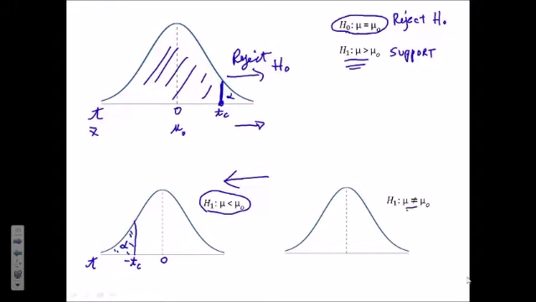When H1 is not equal to, just as before with the z-test, with the t-test we're going to have two tails, two rejection regions. Each one has an area of half of alpha. So we would have two rejection regions, each tail. And we have to find T critical and minus T critical, which by symmetry would be opposites of each other.